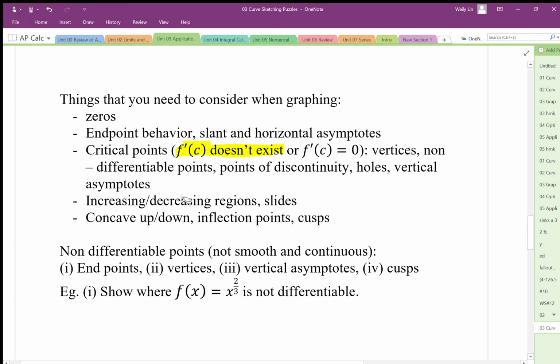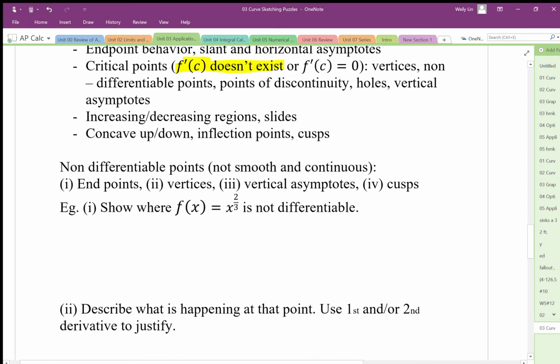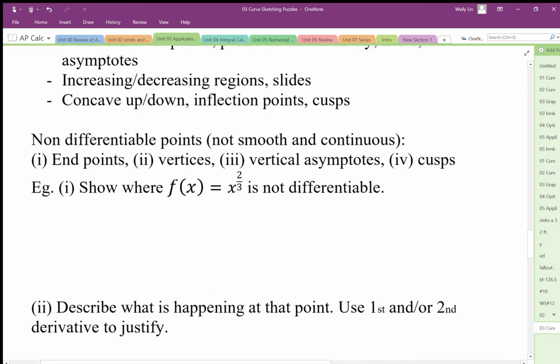For the last two points here, this is basically our slope charts, where we're looking at increasing and decreasing regions, and where we can see concavity going up or down, and we can test for inflection points when we test across any points. Any change in concavity represents an inflection point. Then there are non-differentiable points that are not smooth and continuous. We can have endpoints that we have to consider, which are easy to find, as well as vertical asymptotes and vertices, like a nice smooth vertex.